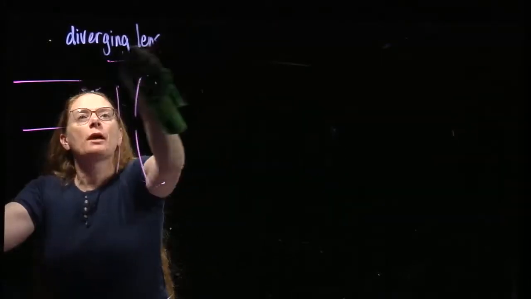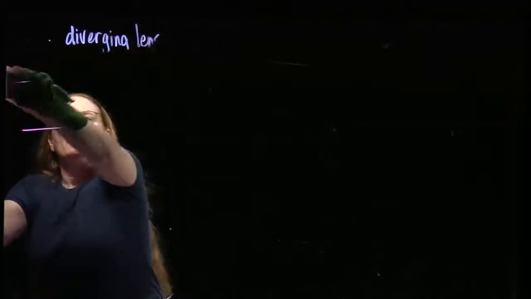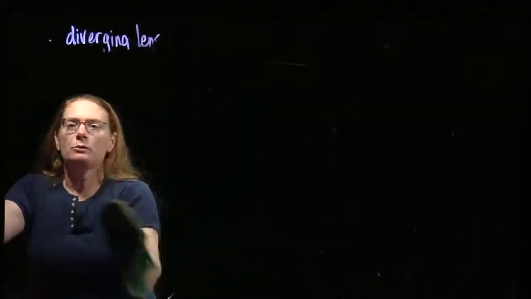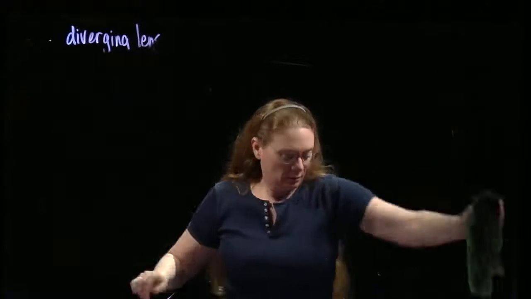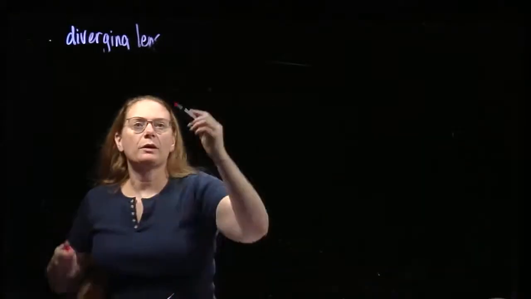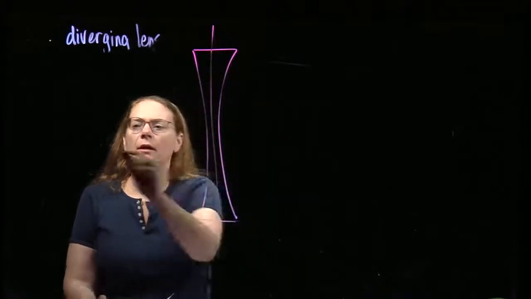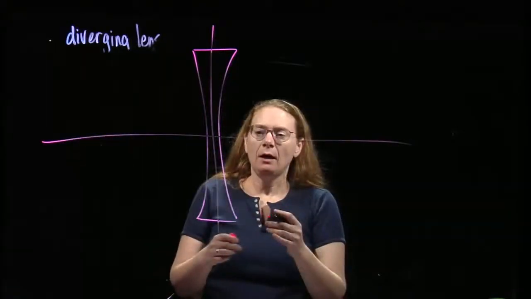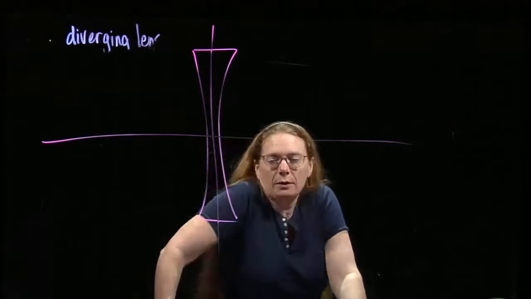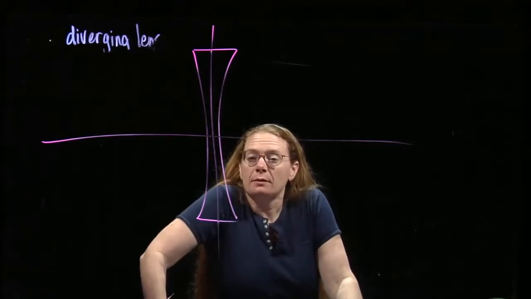Let's give it a try. And we're actually going to use similar rays. We just have to figure out what those rays are going to do. So if we have a diverging lens, and here's my horizontal axis. Now, does this have a focal point? I shouldn't have erased it. Does this have a focal point?